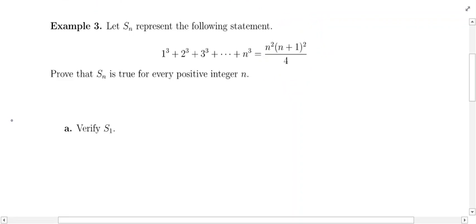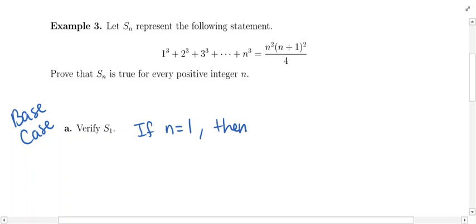We are, of course, going to start with the base case. So we basically need to show that the statement is true for the counting number n equals 1. So I'm going to say if n equals 1, then S1 becomes what? Look at your statement. Everywhere you see an n, replace it with 1. So this will become 1 cubed here.